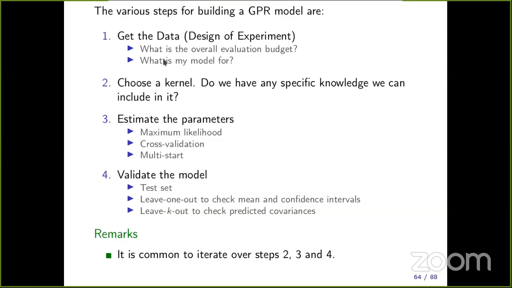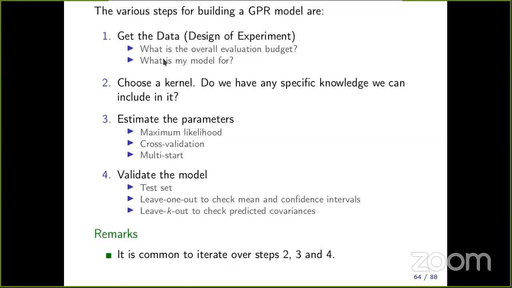Another good question to ask early on is, what is your model for? If you want to build a model to do some optimization, then you should save some of your budget to refine the knowledge you have in the regions that seem promising in the input space. So think about what you want to achieve and what's the best way to collect the data. If someone gives you the data, ask as many questions as you can.